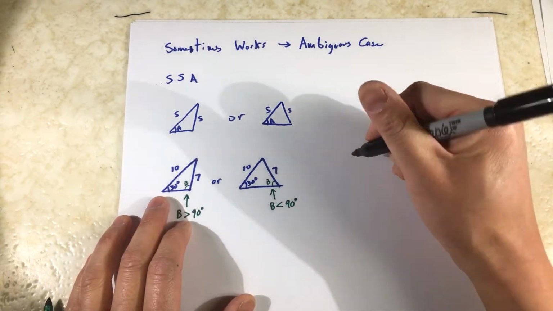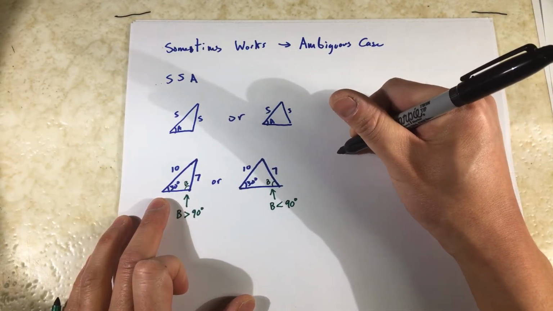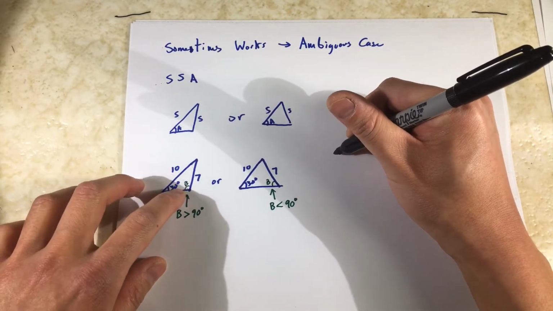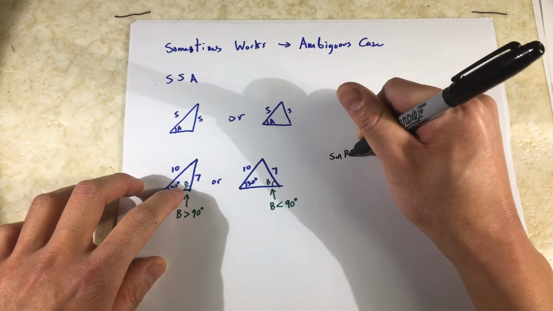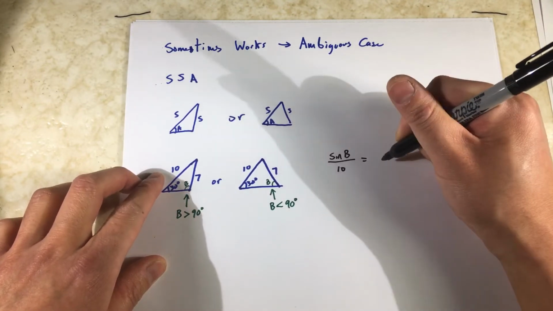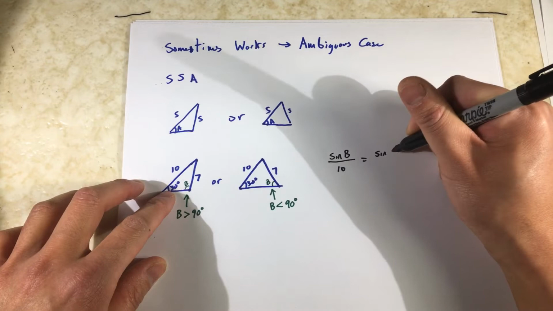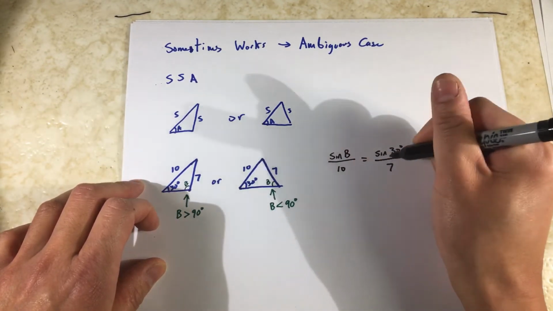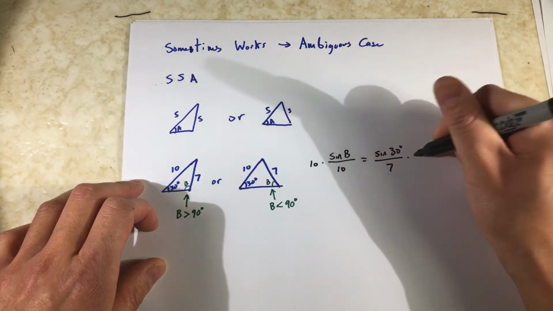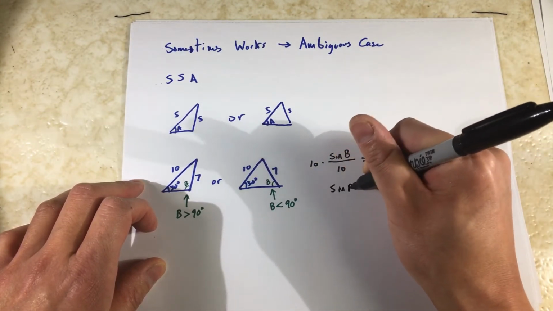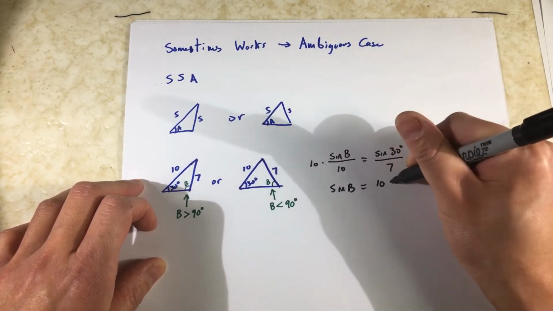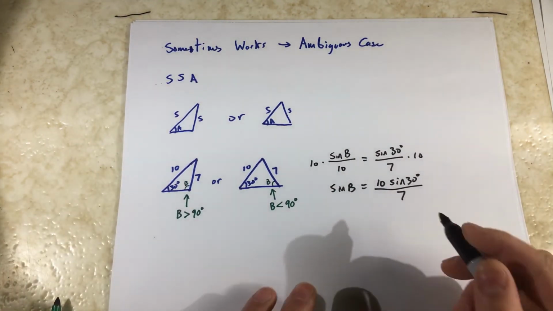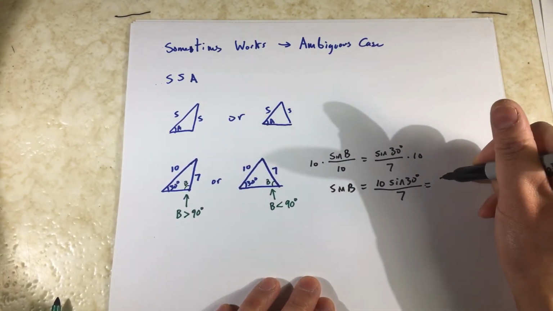Let's do this, and I'll show you the ambiguity. We have sine B over 10 is equal to sine of 30 degrees, this angle, divided by 7. If I solve for sine B by multiplying both sides by 10, I get sine B equals 10 sine 30 degrees divided by 7. Sine 30 is a half, so this turns out to be 5/7.